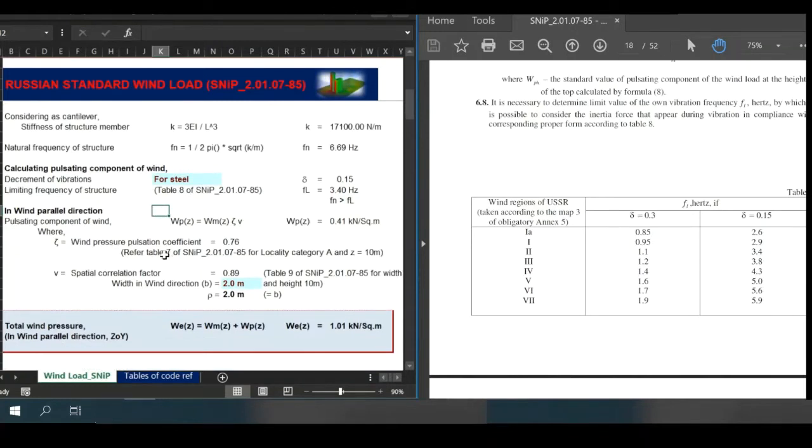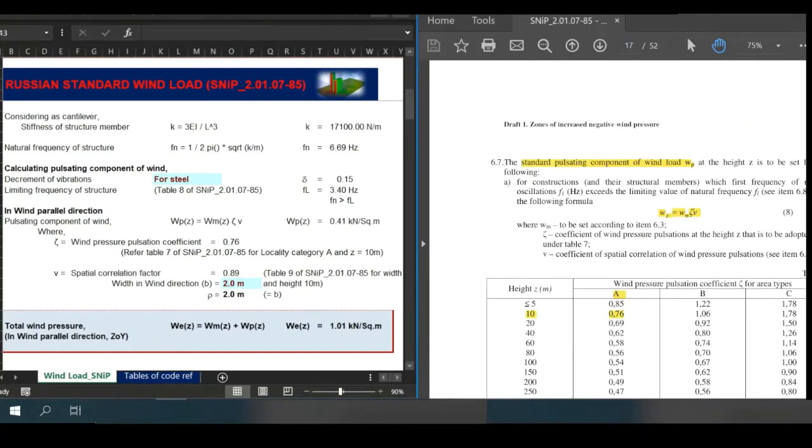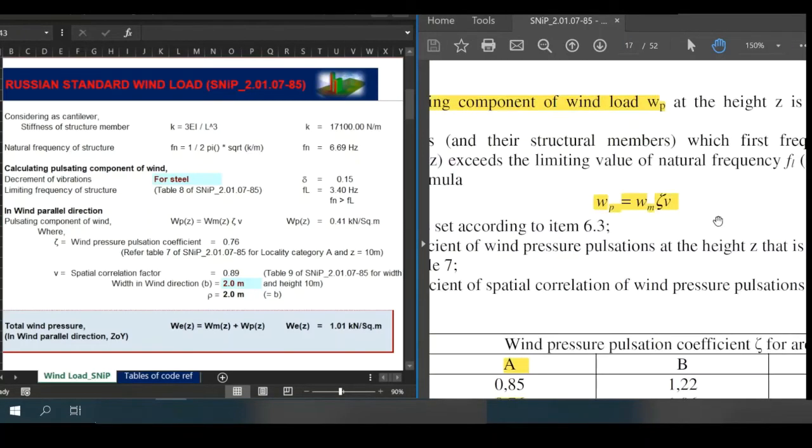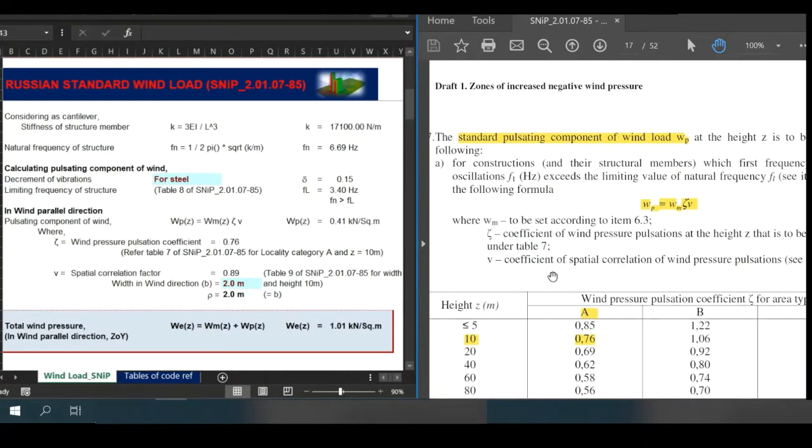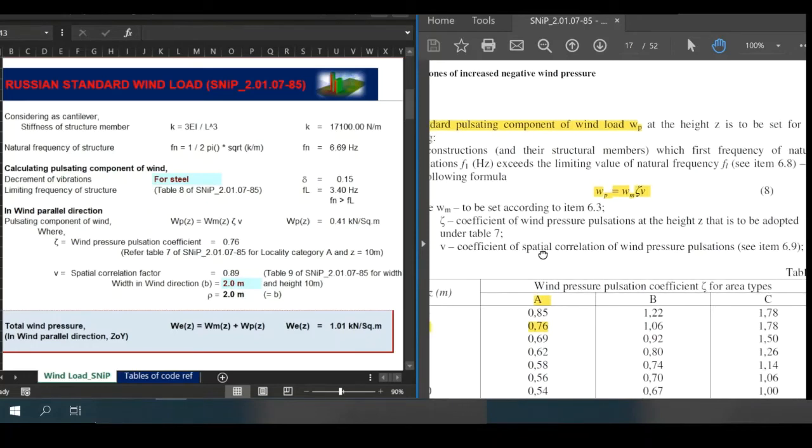So next one is in the wind parallel direction. We are assuming that the structure is 2 meter wide and the height we already assigned as 10 meter. So for that we need to find out the pulsating component of wind. For this formula we need to refer to page number 17. So here you can see the formula in highlighted text on the right hand side PDF. WP equal to Wm into zeta rho. Here the definitions for zeta and rho are given in the lines below.